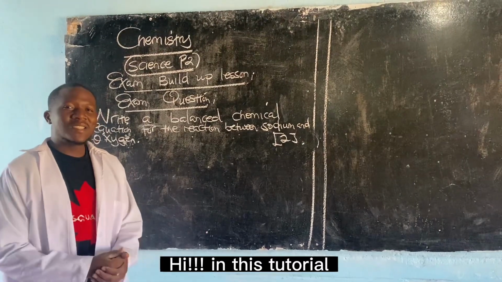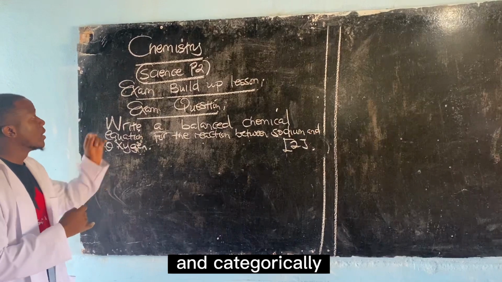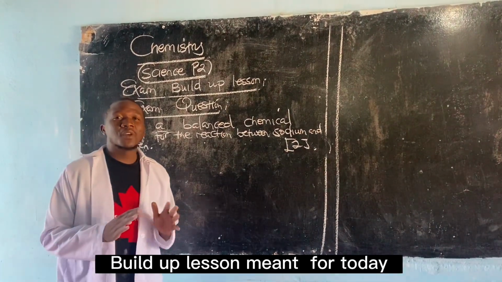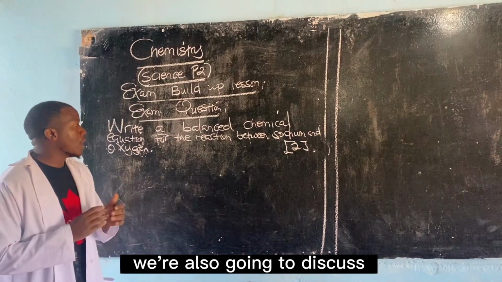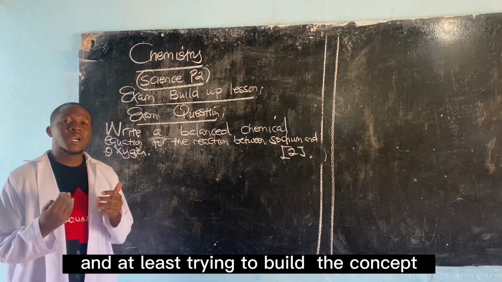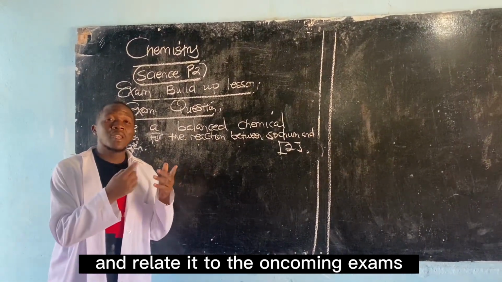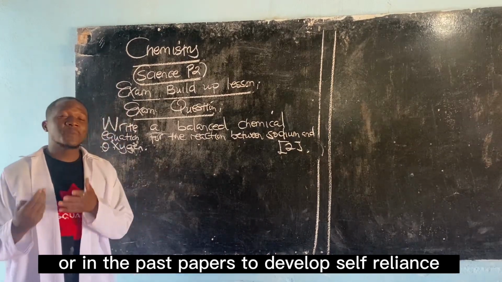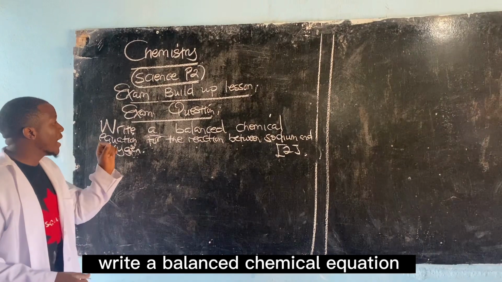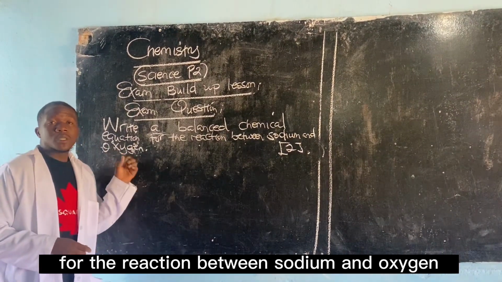Hi, in this tutorial, we're going to use chemistry, categorically that's science paper 2, as an exam build-up lesson made for today. We're also going to discuss the balancing of chemical equations, partially, and at least try to build the concept and relate it to the oncoming exams or past papers to develop self-reliance. The question says, write a balanced chemical equation for the reaction between sodium and oxygen.